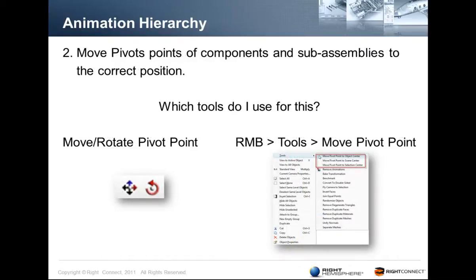Additionally, in this process, you need to make sure your pivot points for individual components and sub-assemblies are in the correct position. For example, they might need to be moved from the default position to the center of a shaft, so that the part or subassembly can be moved or rotated around that shaft. Tools for this job include Move and Rotate Pivot Points and the first three options in the right mouse button Tools menu. Now, it's very important to make sure that this aspect is correct at the beginning, as changing the pivot points of components or subassemblies later in the animation process can cause undesirable results.